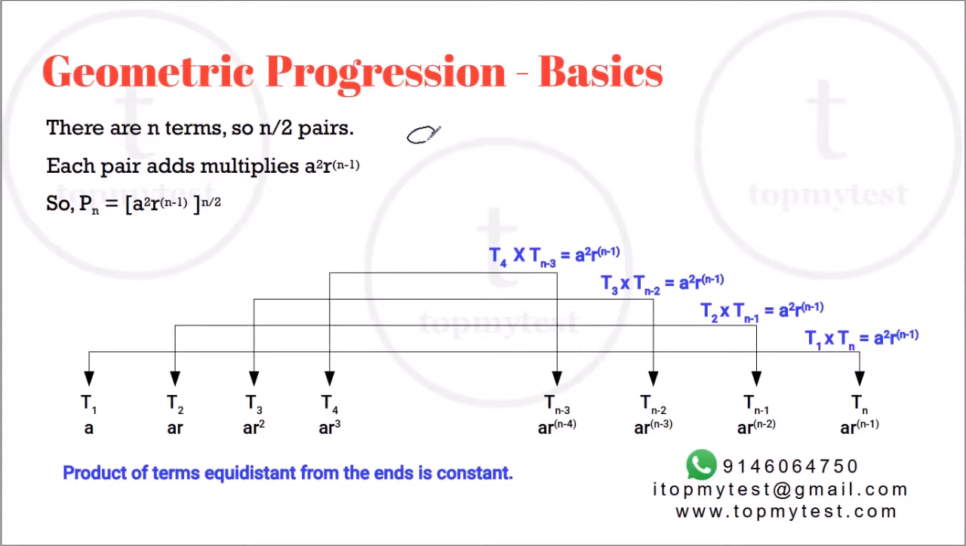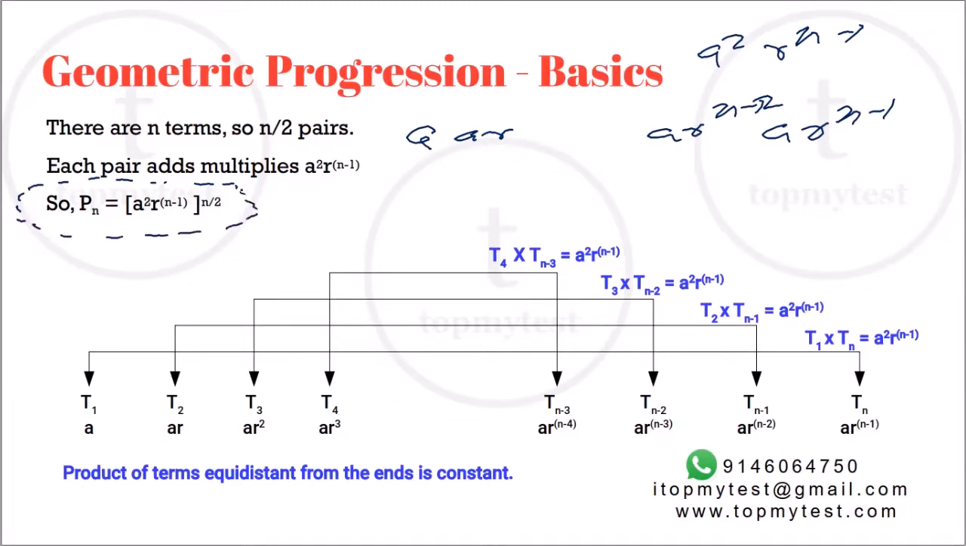For example, if the first term is a, the last term is a r to the power n minus 1, the product is a square r to the power n minus 1. Second term will be a into r. Second last term will be a r to the power n minus 2. If you multiply this, this will be a square and r to the power n minus 1 again. Similarly, a r square and a r to the power n minus 3. Similarly, all the products will be the same. So the product of all the n terms will be equal to n by 2 times each product, just as we did for arithmetic progression.